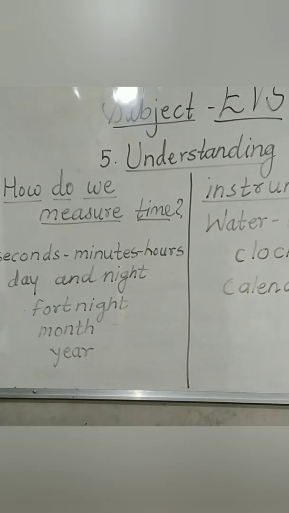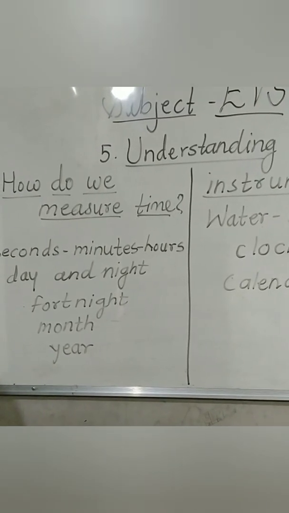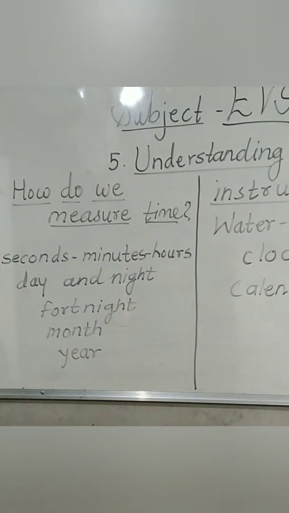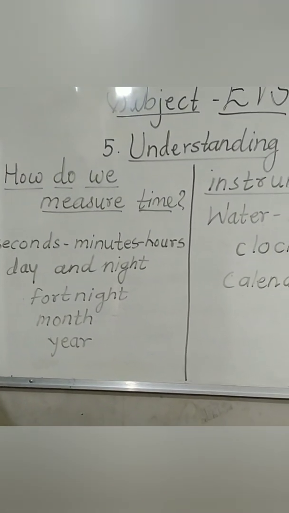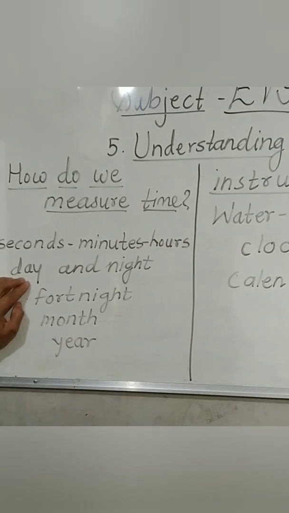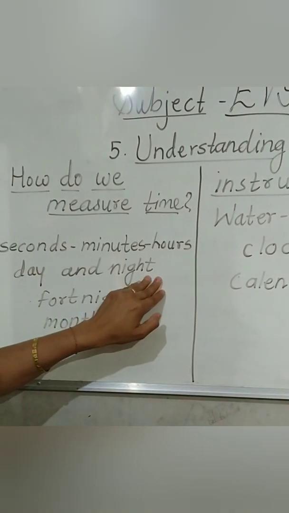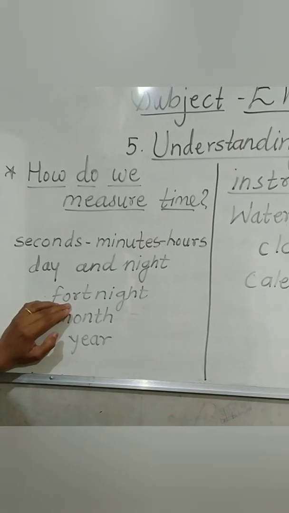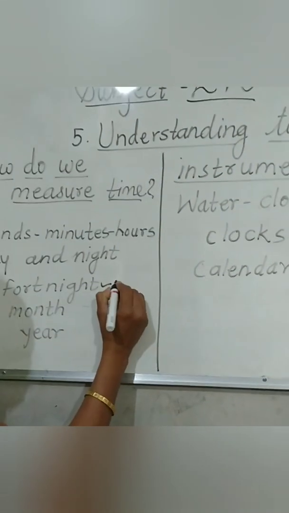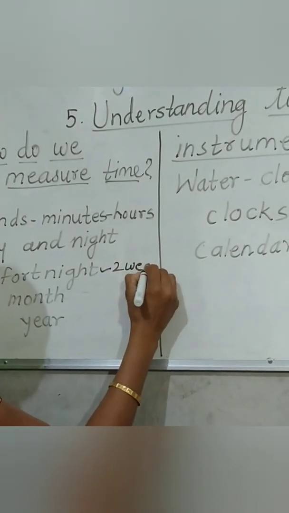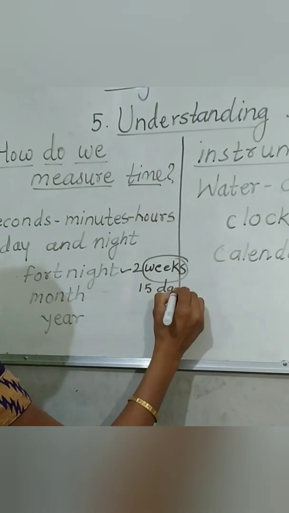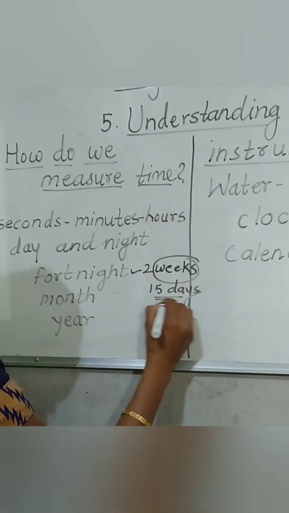Children, seconds everyone knows. Seconds, minutes and hours, these words we use when we want to tell about the time through clocks or watches. Then day and night. Everyone knows what is meant by day and night. Then fortnight. What is meant by fortnight? Fortnight is a period of 2 weeks, or we can say 15 days. Fortnight means what? 15 days.